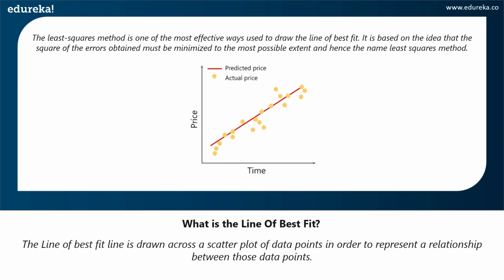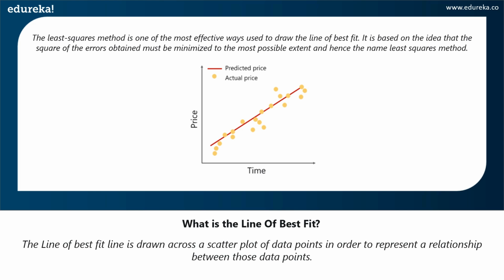Now, these data points on the graph should be as close to the line of best fit as possible. That is the idea behind the least square regression method. The farther these points are from the line of best fit, the more the error is going to be. So in order to minimize the error, we make use of the least square regression method.